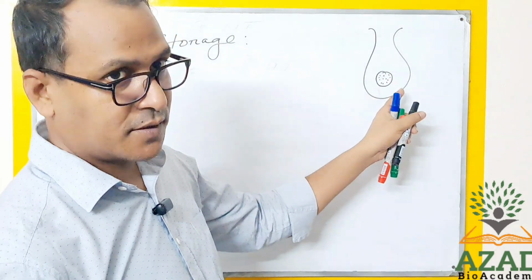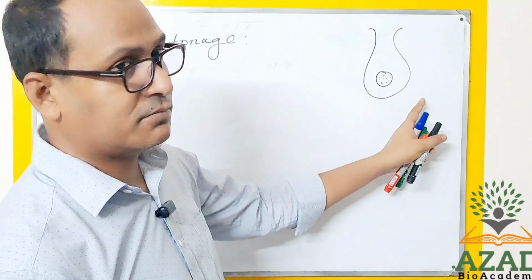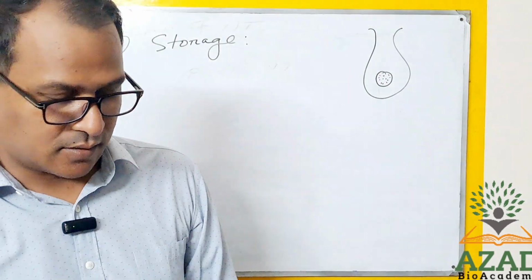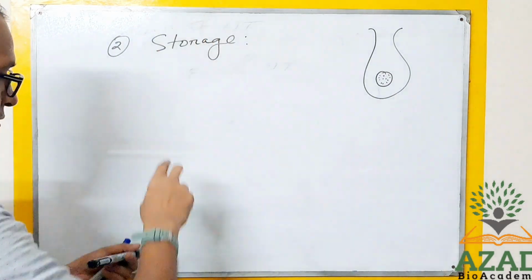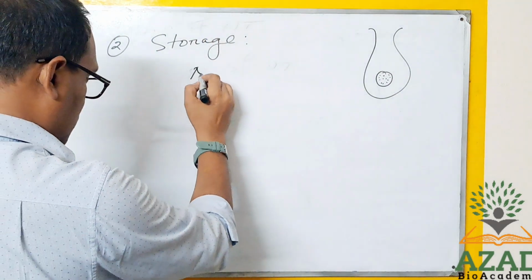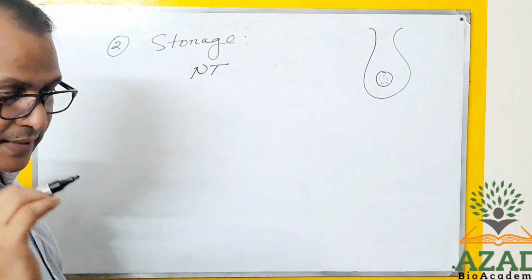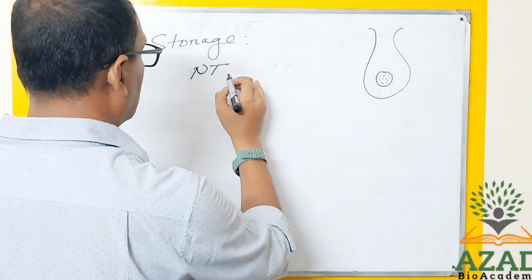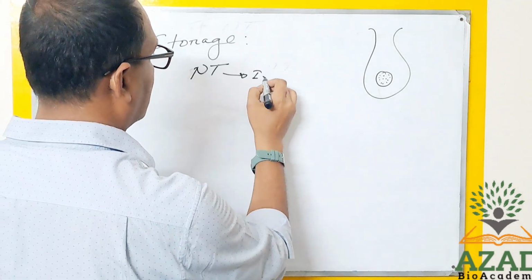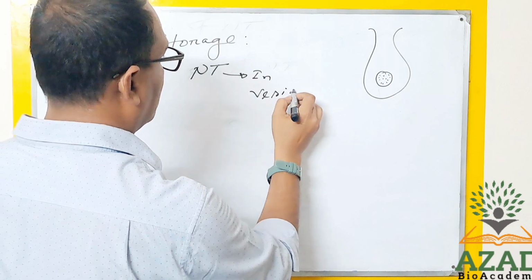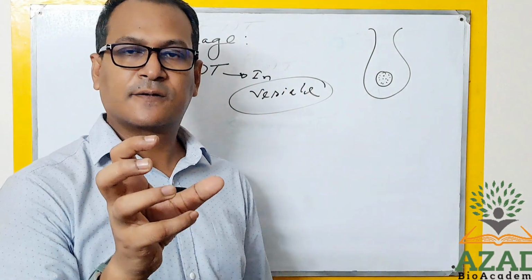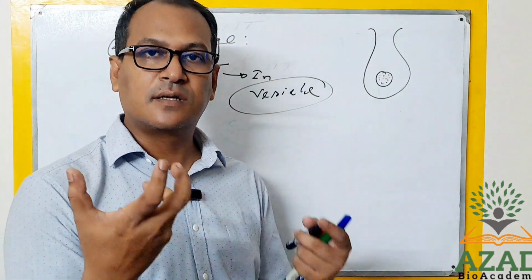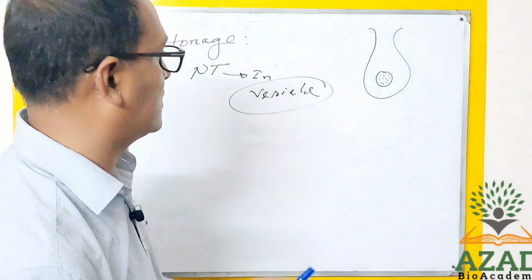And where in the nerve terminal, and what are the types of vesicle? Now I will explain. So come to the point. Storage means the neurotransmitter will be stored where? In the vesicle. A vesicle is a kind of sac that will retain the neurotransmitter. So this is the vesicle.